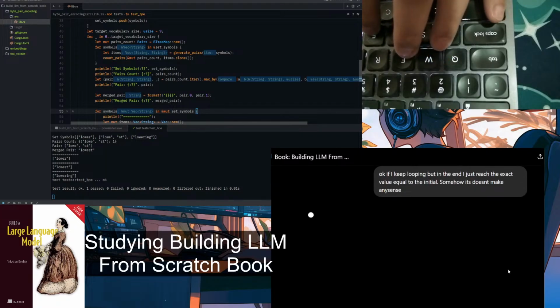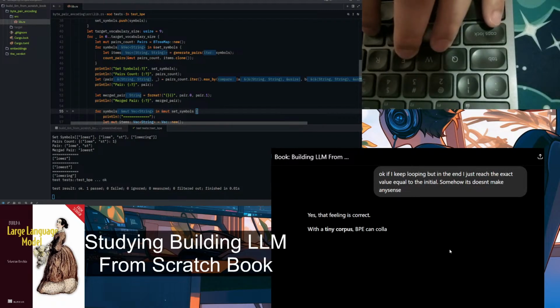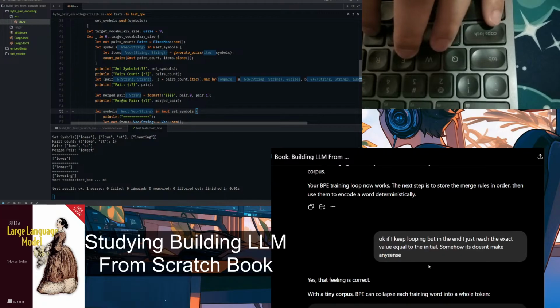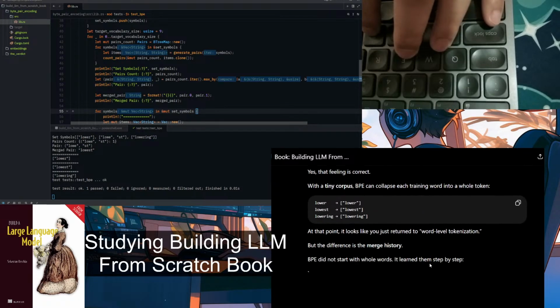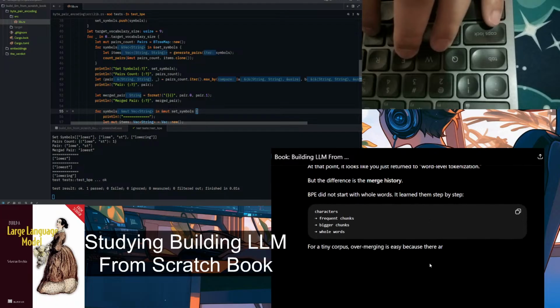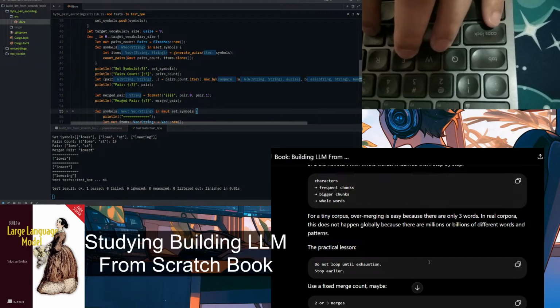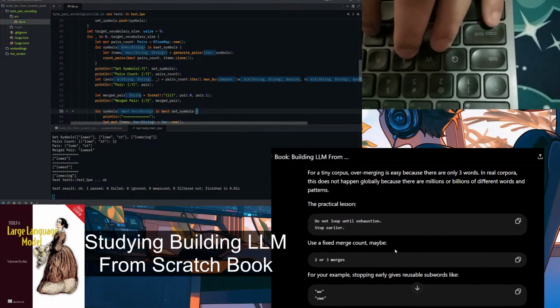So yeah, did I say it clearly? With a tiny corpus, BPE can collapse. That's a better example. For a tiny corpus, over-merging is easy because there are only 3 words. In real corpora, this doesn't happen. So do not loop.